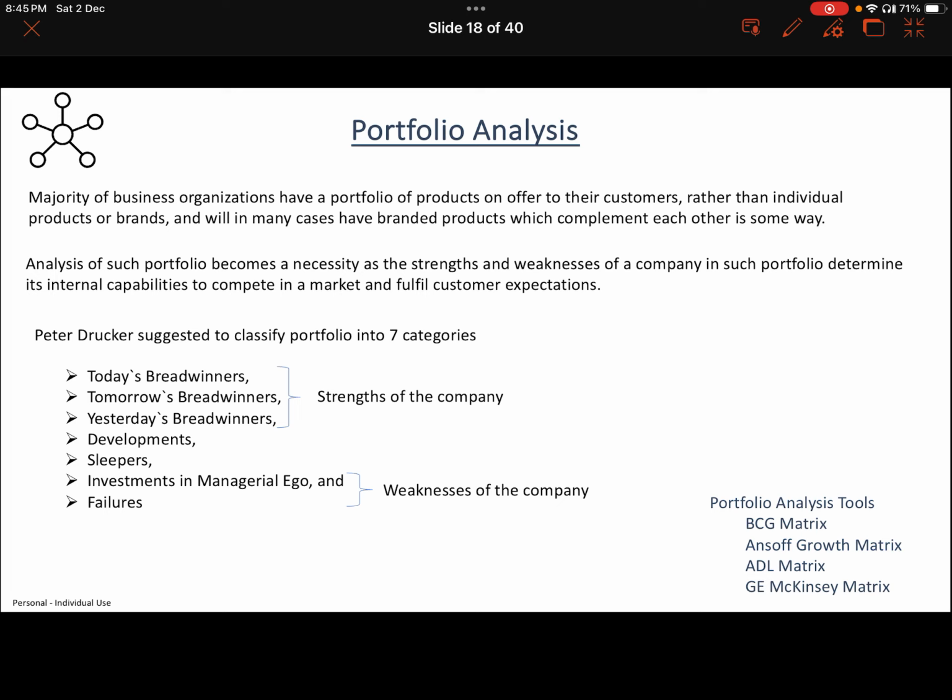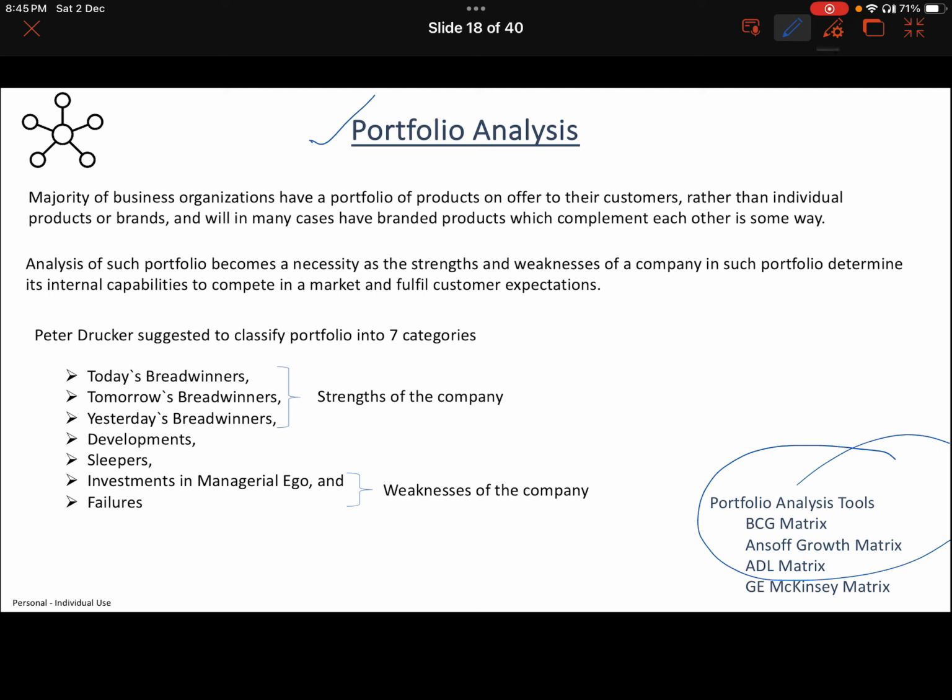And so far we discussed situation analysis in chapter 4. And now in this video onwards, we will focus on portfolio analysis. What is portfolio analysis? Before we get into the portfolio analysis and various tools of portfolio analysis, let us know what is portfolio.